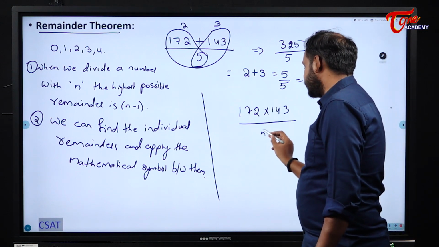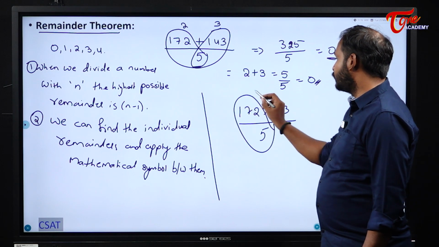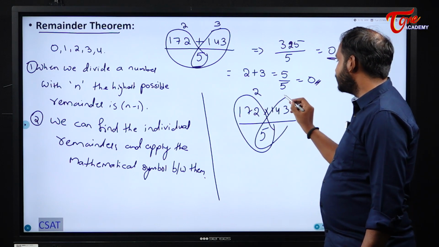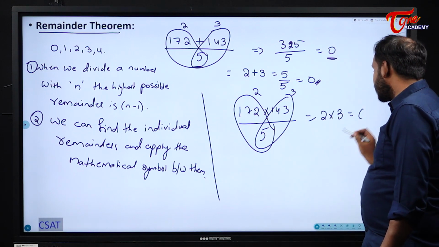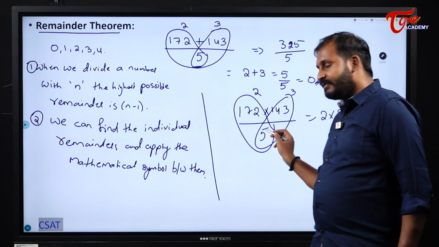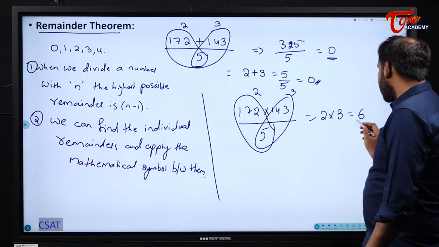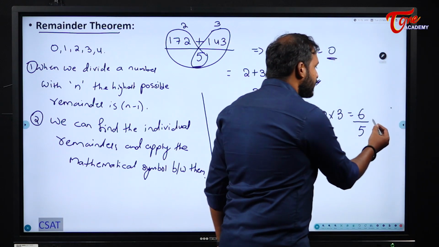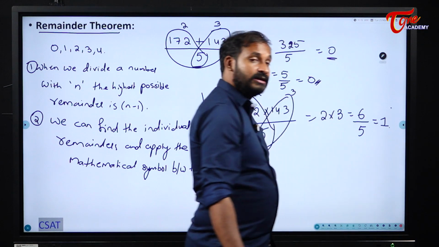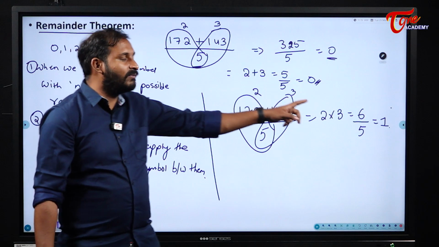What is the remainder for this, 172 into 143 by 5? What is the remainder for 172? 2. What is the remainder for 143? 3. So 2 into 3, what will I get here? 6. But will my answer be 6? No. Why? Because when I divide it with 5, the highest remainder I should get is 4, but according to this I am getting 6. So once again divide it with 5. What is the remainder you get here? 1. So the remainder for this value will become 1.